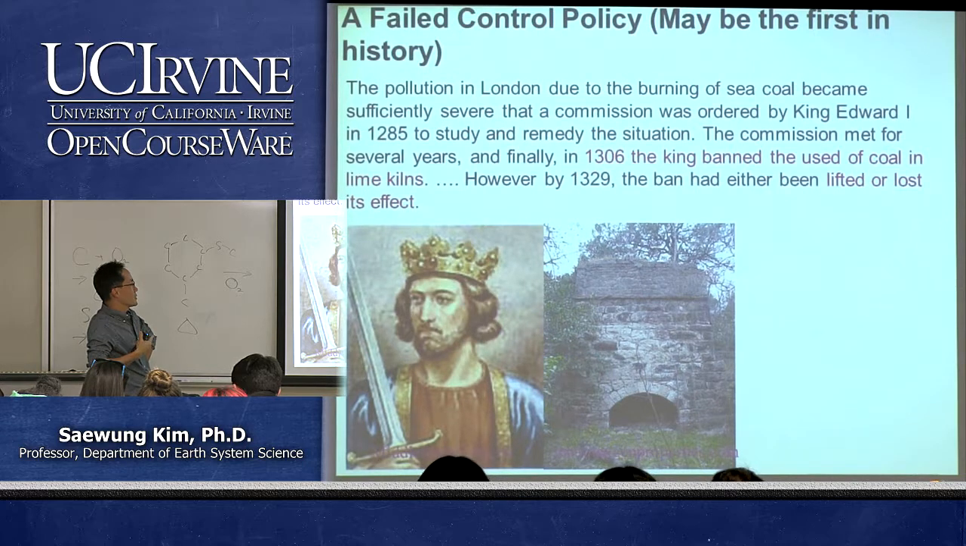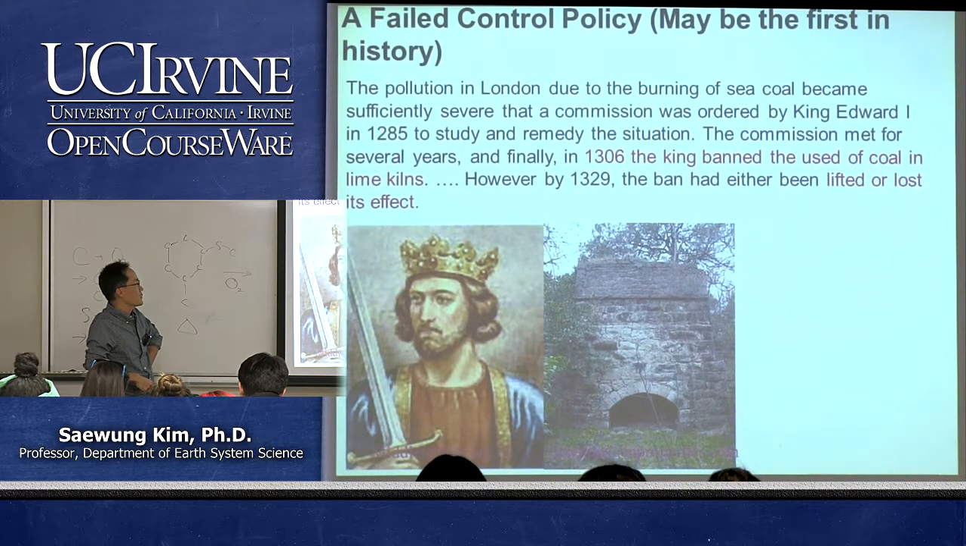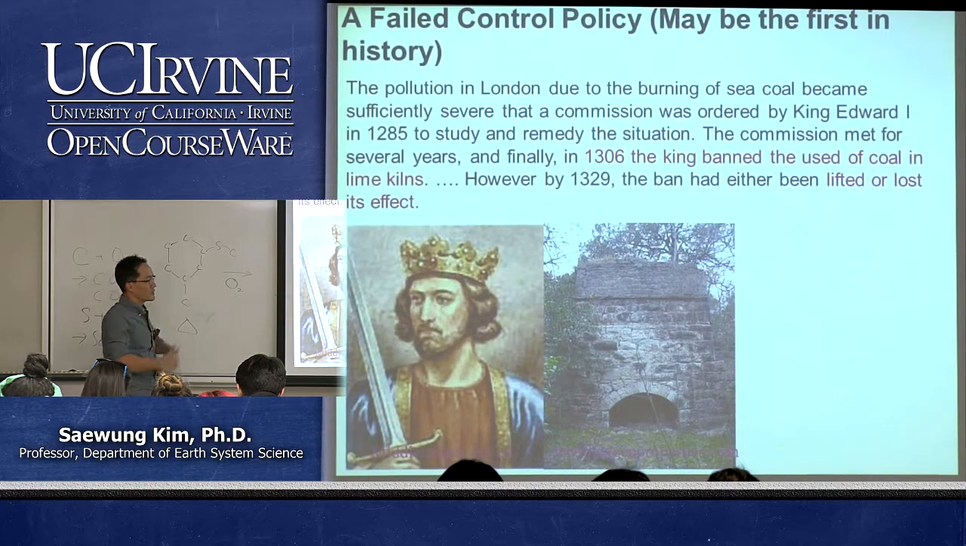As you can see, this king has a sword in hand and an authoritative look, but there's no alternative way to deal with life. So simply a regulation couldn't work, even though at the time the king had all sorts of authoritative power and a sword, things like that. But basically, it was a failed policy.